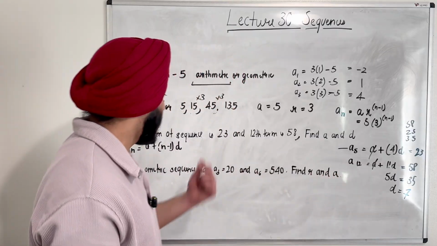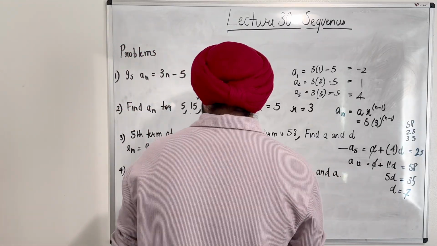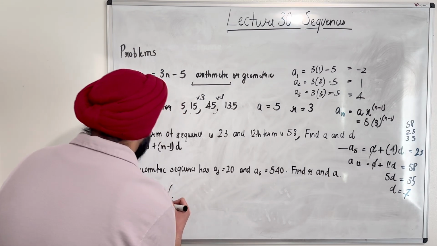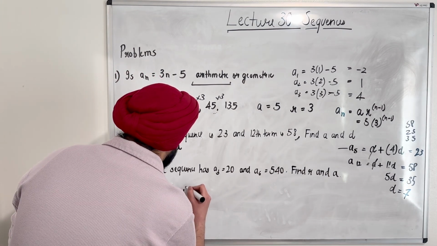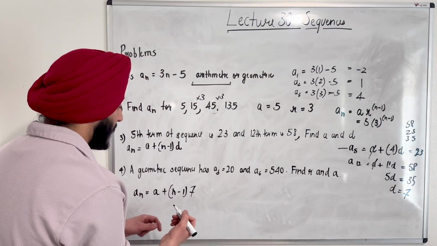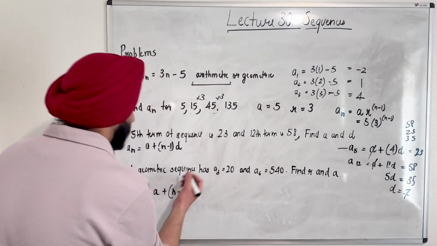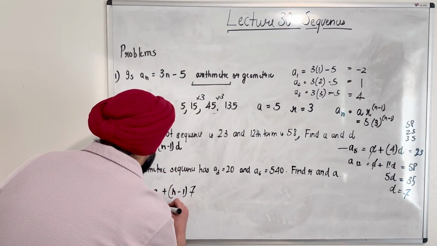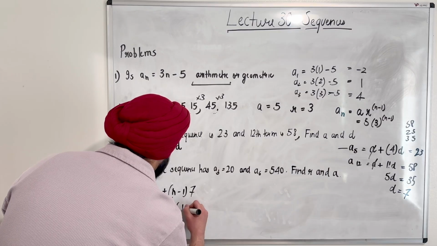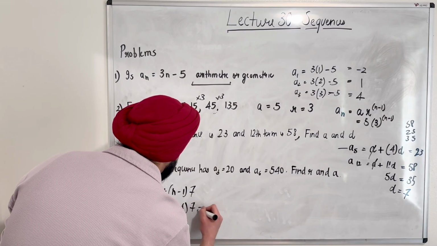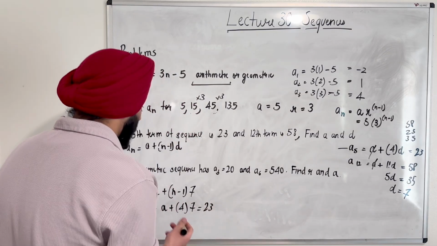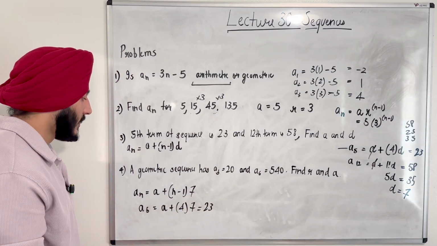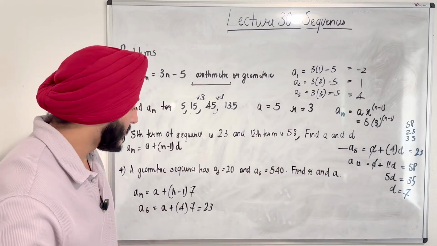So now I already have d. Now I need to find a as well, right? I've been given an is equal to a plus n minus 1, multiplied by 7. So let's consider the fifth term: a5 is equal to a plus 4 multiplied by 7, which is equal to 23. And you can find the value of a by subtracting this, right? Now, moving on, let's try to understand the last question.